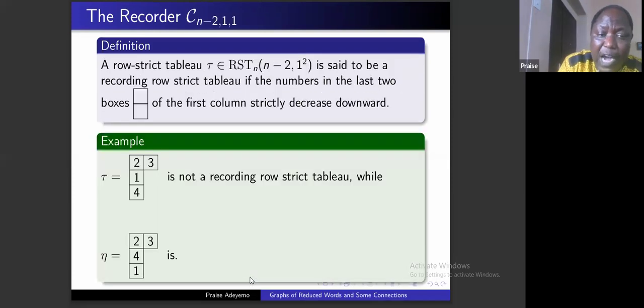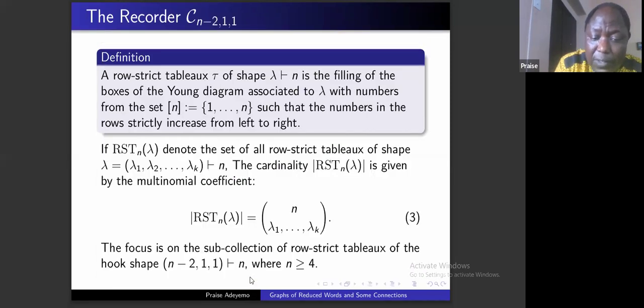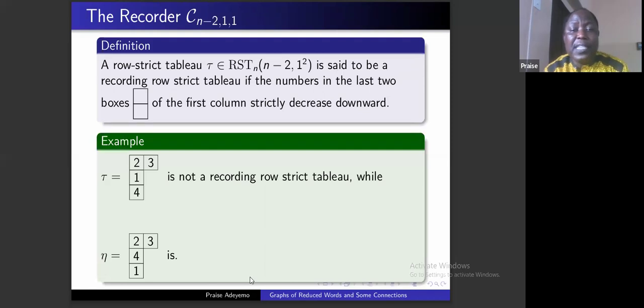So let's see how we go about it now. For example, if you pick a row strict tableau inside this list, we know that this is counted by n factorial over (n minus 2) factorial, 1 factorial, 1 factorial. That will be the number of them.